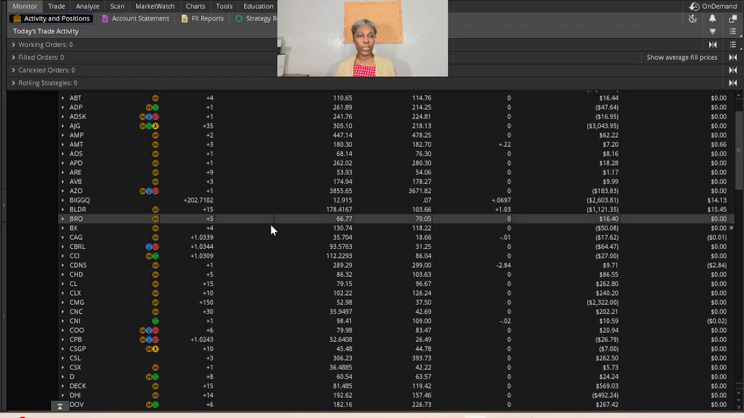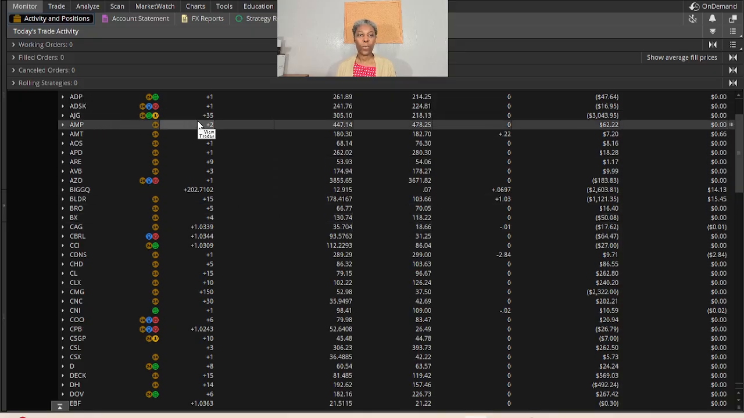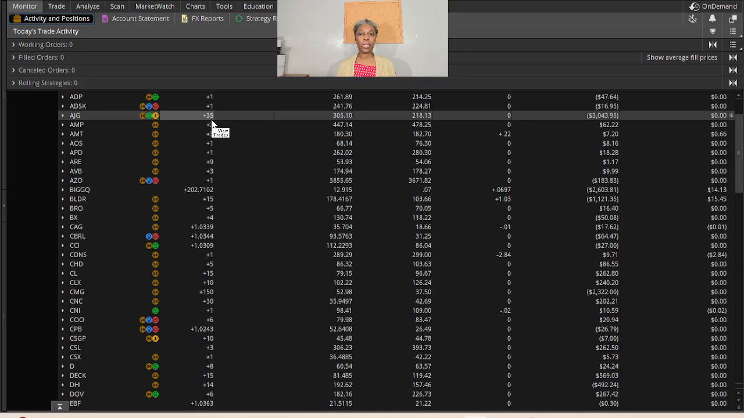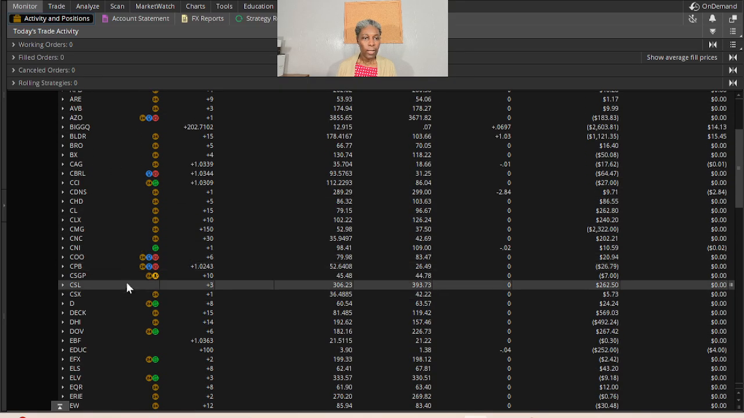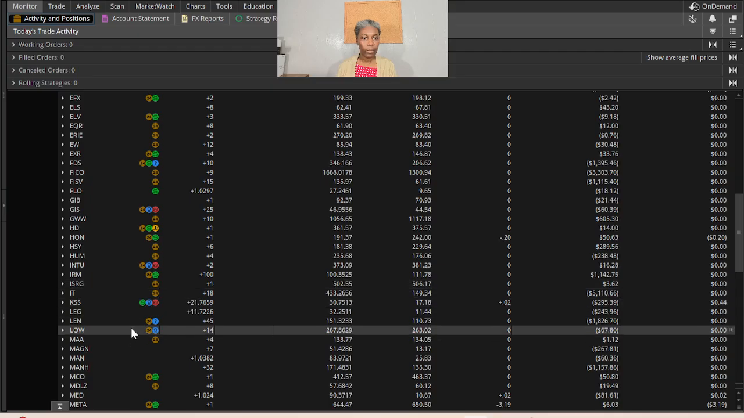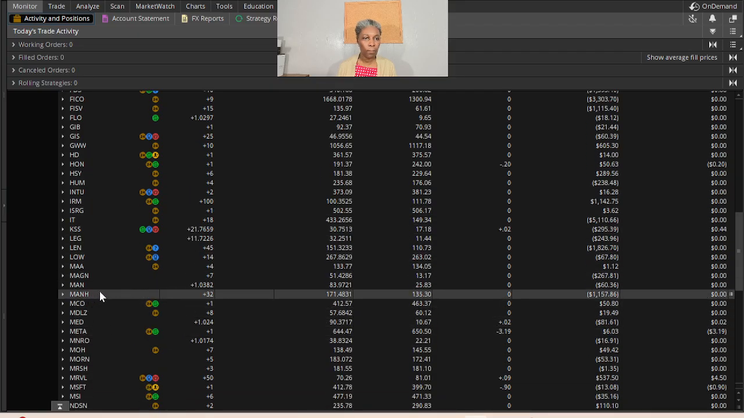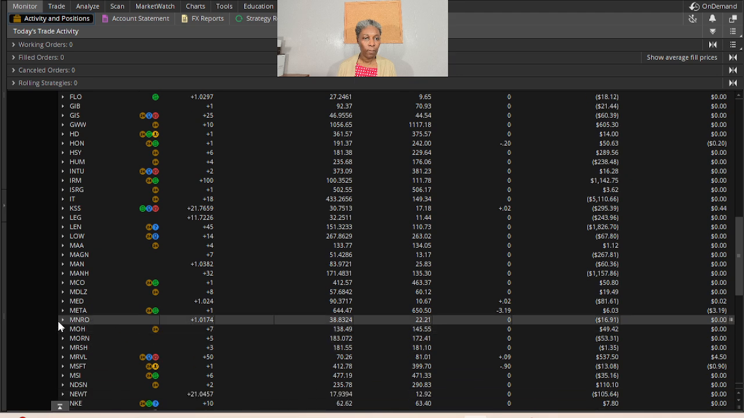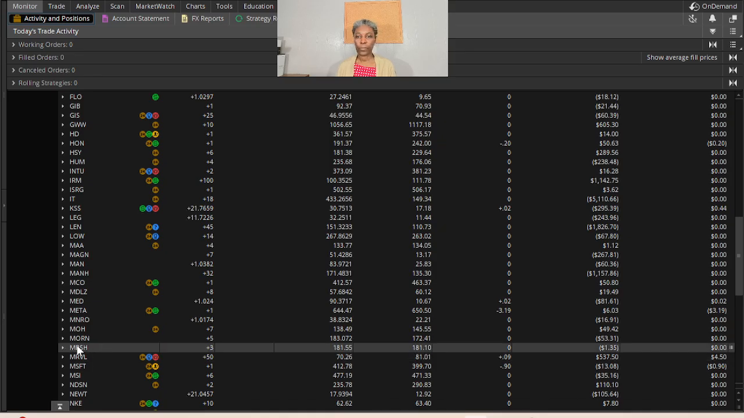There is one that I saw, AJG, and I have it before, so I don't think I purchased any more. I tried to purchase it yesterday, but I don't think it went through. MRST, I think that one went through. And that will be this one.